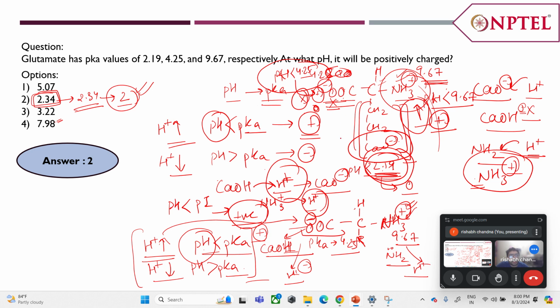So a pH less than all these three would give a positive charge on the glutamate moiety as a whole. Because this has the least pK value, a pH less than 2.19 would give a positive charge on all three moieties of the glutamic acid. That's why, although the options are wrong, if the pH were 2, that would be the correct answer here. Okay, now is the question clear?